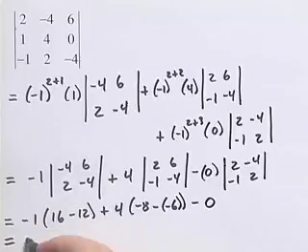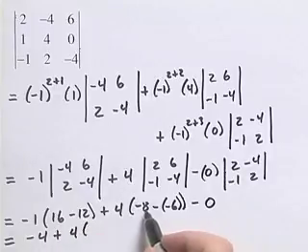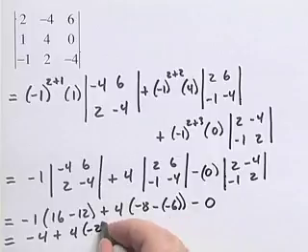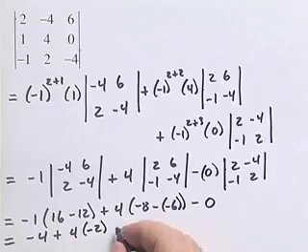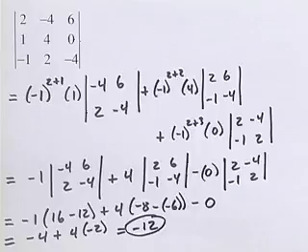16 minus 12 is 4, so we get negative 4 plus 4 times negative 8 minus negative 6. That's going to be negative 8 plus 6, so we'll get negative 2. And then we have 0. So we have negative 4 plus negative 8, which is negative 12, and so our determinant is negative 12.